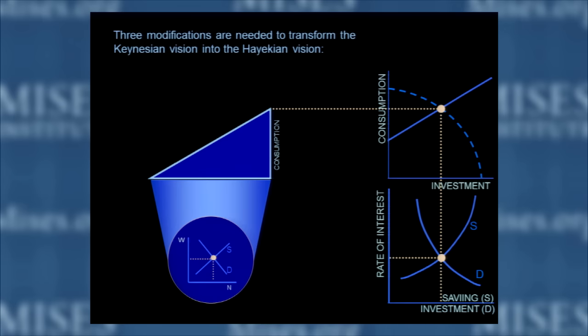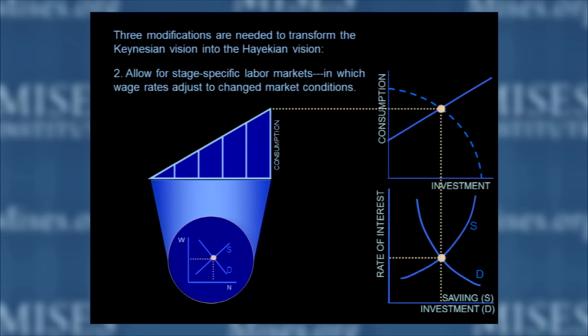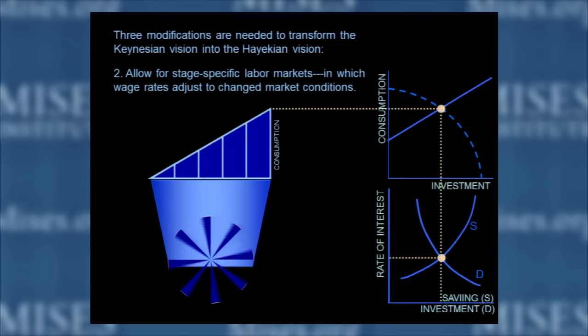Now, three modifications are needed to transform the Keynesian vision into a Hayekian vision. I want you to pay attention to what it is that we're revising, and see if you can think of any problems with the revisions. One, divide the structure of production into stages. There they are, we've got different stages. And two, allow stage-specific labor markets in which wage rates adjust to changed market conditions. Okay, we can do that.